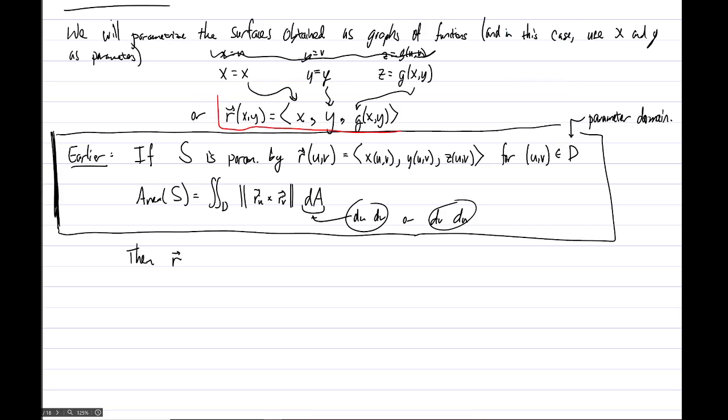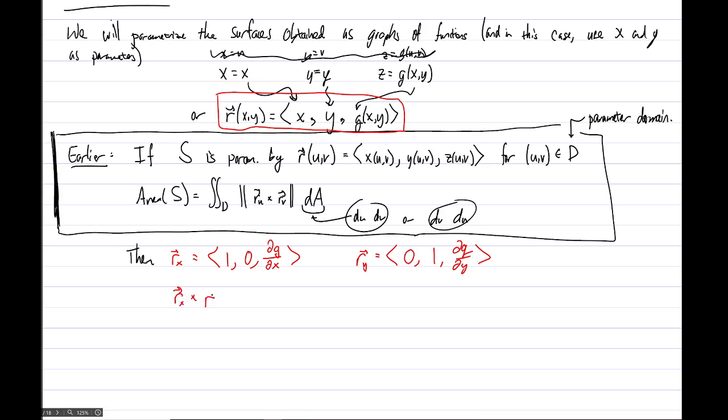So taking this r right there, the partial derivative of r with respect to x is going to equal 1, 0 to differentiate y, and then the partial derivative of g with respect to x. And then, in addition, r sub y is going to be 0, comma 1, comma the partial derivative of g with respect to y. We won't work out the detail here.